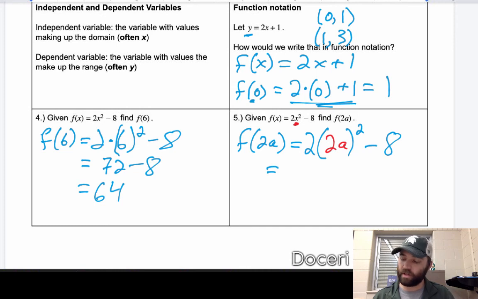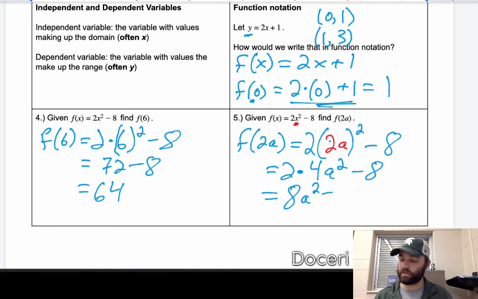So what I end up with here is 2 times, I'm going to do what's in the parentheses first. So it's going to be 2, everything in the parentheses, by the way, gets squared. 2 squared is 4. A squared is just a squared, minus 8. And then we're going to simplify a little bit further. 2 times 4 is 8. So I get 8a squared minus 8. And there's nothing to do with that. This type of problem is just trying to help you understand how functions work. It's not that you're going to get down to a specific number. It's just, can you plug this in and simplify correctly to show that you know how function notation works.